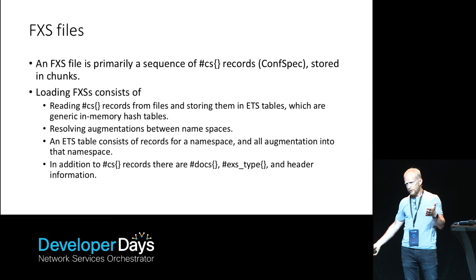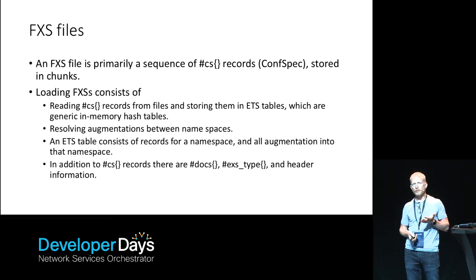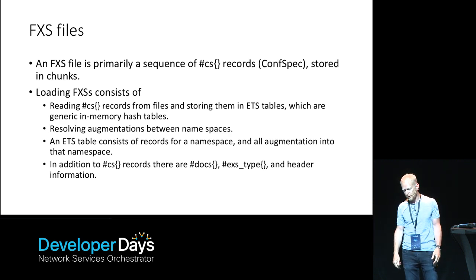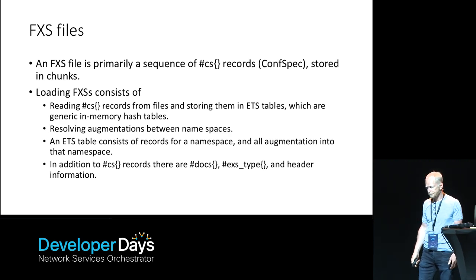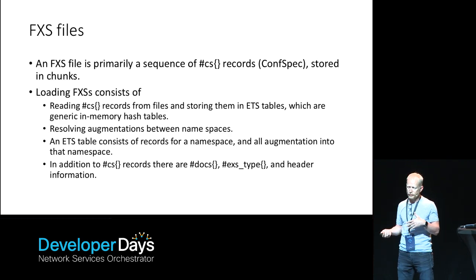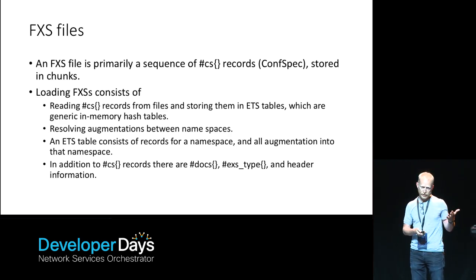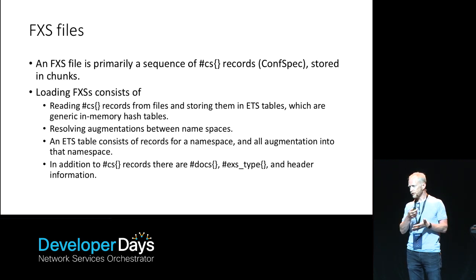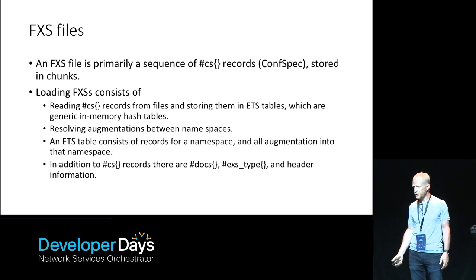So when we load one of these files, we populate the hash table, and also we resolve all augmentations that are potentially in the YANG file. So a YANG file may augment another namespace, putting things into another configuration tree. In addition to the nodes, the way we have structured it is that we've broken out from the CS record the documentation parts and stored them separately, and also type information is stored separately. The reason for that is, of course, that the YANG file consists of purely type information, so it has to be stored separately, since other YANG files may refer to those types.